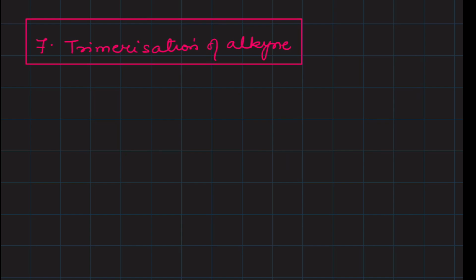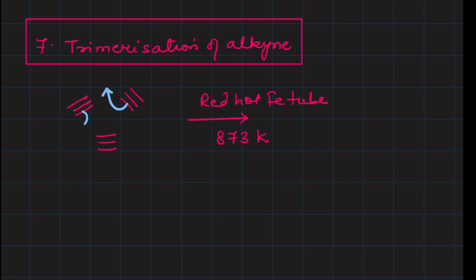Trimerization of alkyne will give benzene and benzene derivatives. Let us take acetylene. We subject three acetylene molecules to a catalyst, a red hot iron tube. In the red hot Fe tube, we have a whole tube made up of iron subjected to a very high temperature, something around 873 Kelvin. This bond gets attached here, this bond here, and this bond here, and we get double bonds, giving benzene.